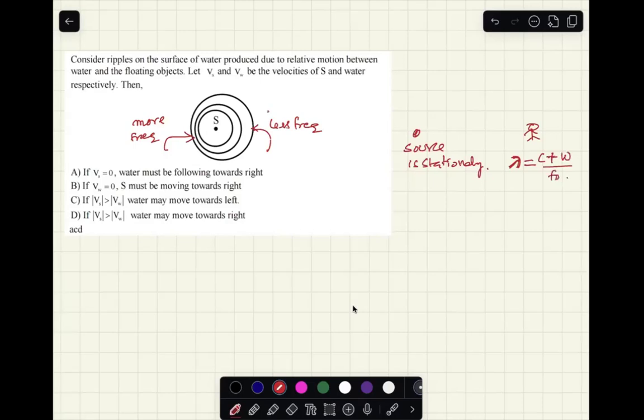Please try to understand in this region: the interval is high, so the wavelength is high. So if this has to happen, the source is stationary and the water is flowing rightwards. This is the first option. If Vw is 0, the source must be moving leftwards, not to the right side. Next, if Vs is greater than Vw, the source is moving faster than the water. Water may move towards the left.